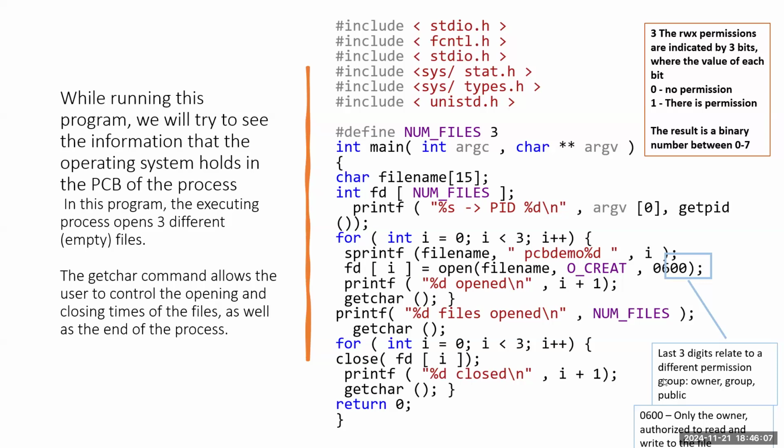The last 2 digits relate to different permissions of groups, because the first one is the owner of the file, which is called the user. The second one is the group, and the third one is the rest of the world, the public, which is called the other.